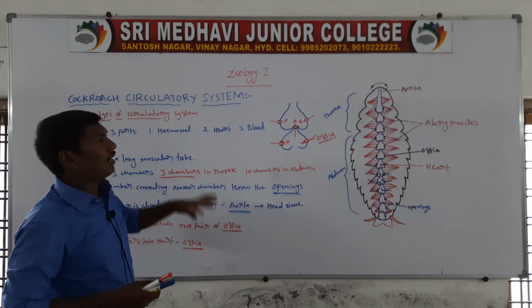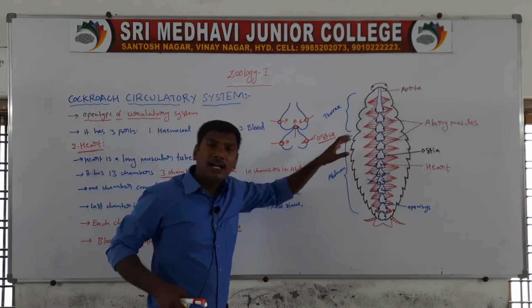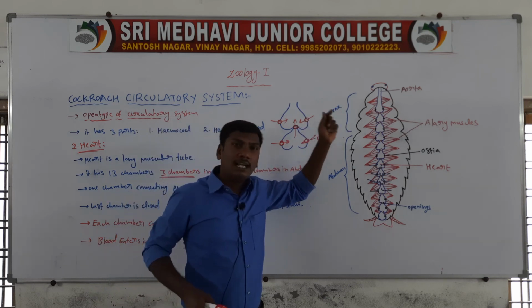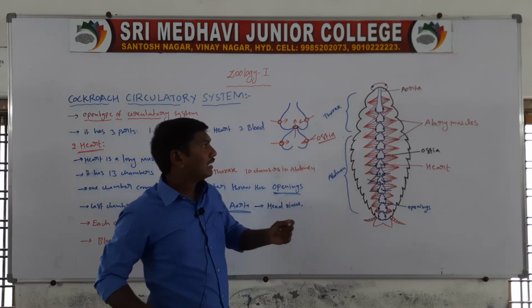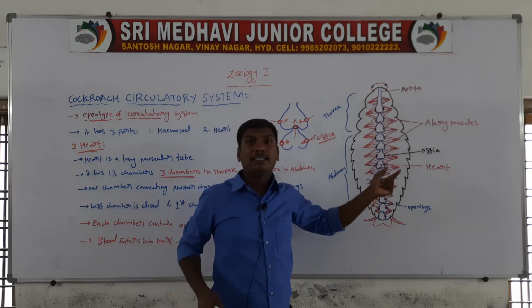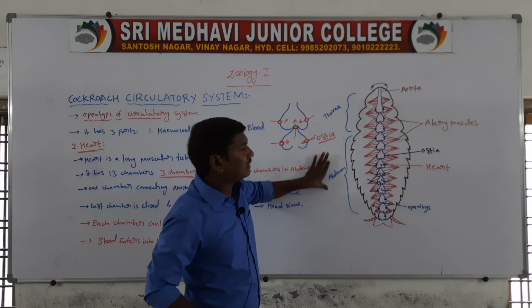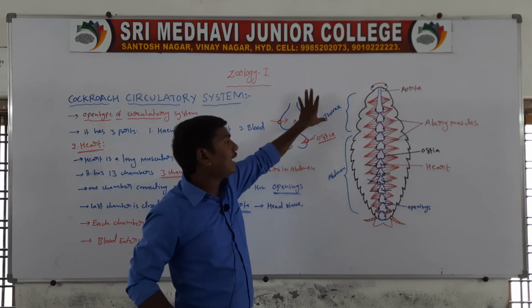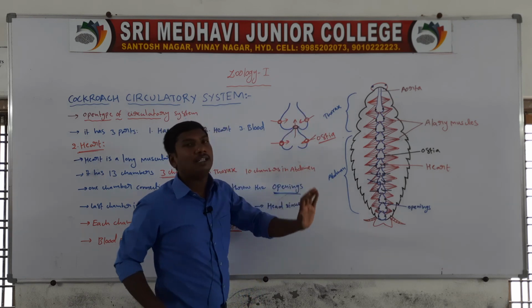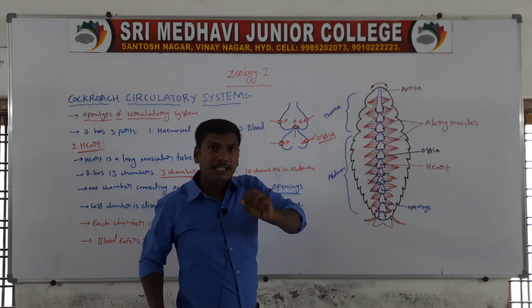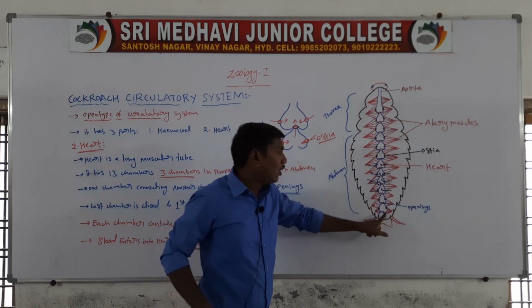So this is the heart. The cockroach heart is a long muscular tube. It contains 13 chambers: 3 chambers in the thorax and 10 chambers in the abdomen. One chamber connects to another chamber through the openings.